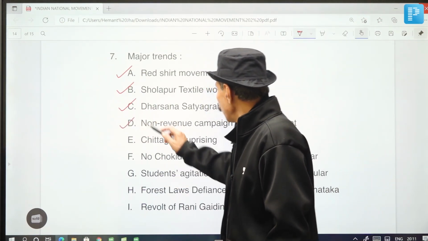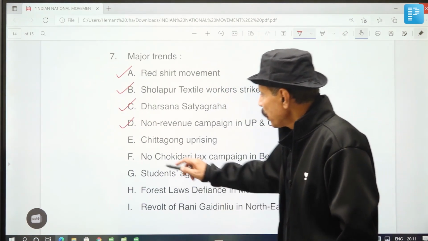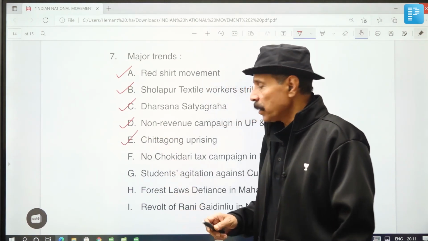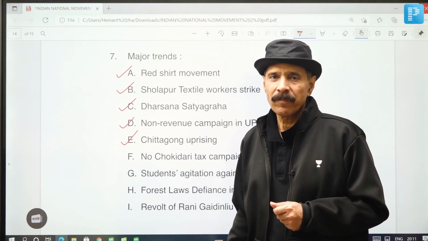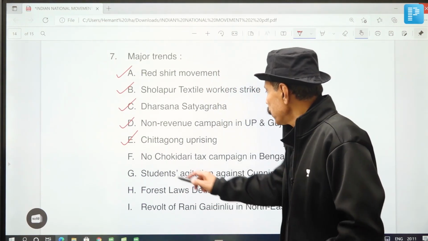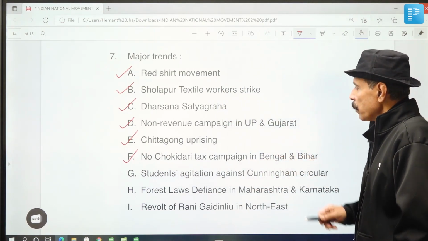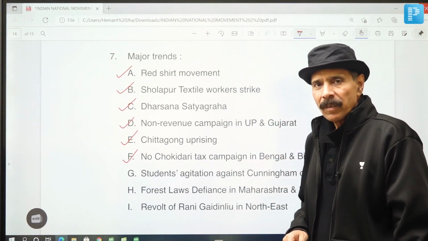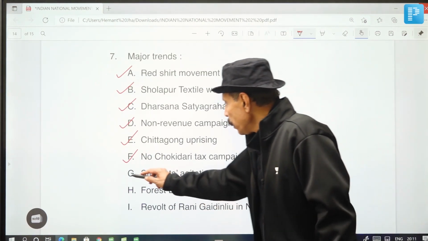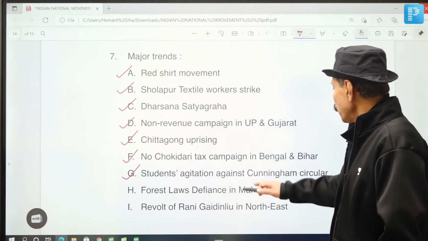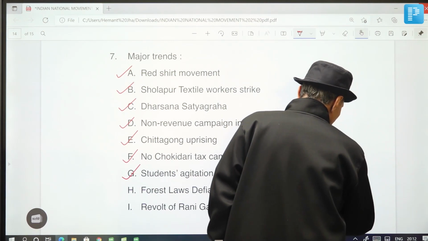Next, the non-revenue campaign in the UP and Gujarat region. Next, the Chatgaon uprising. This was under the leadership of the revolutionary Surya Sen. Next, the no Chaukidari tax campaign in Bengal and Bihar. So this was agitation against Chaukidari tax. Next, students' agitation against the Cunningham Circular in Assam.